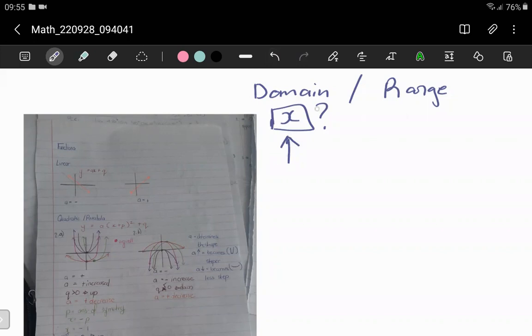Okay, now range basically asks the opposite question. It asks which y values is the graph going to have? You see, you get it.